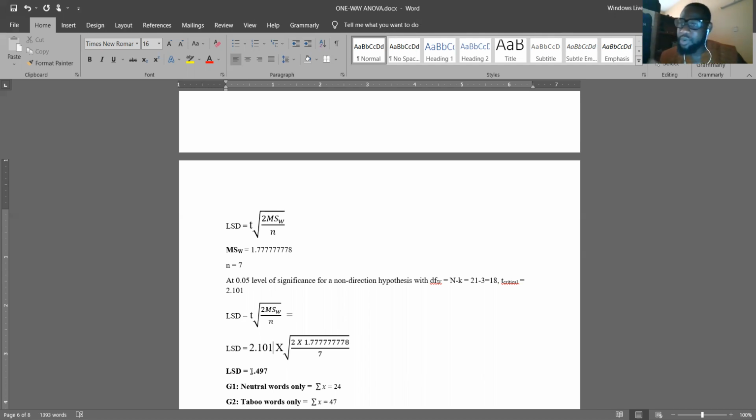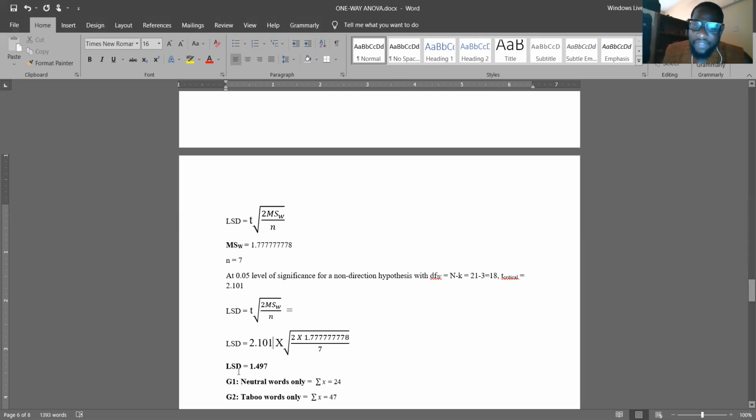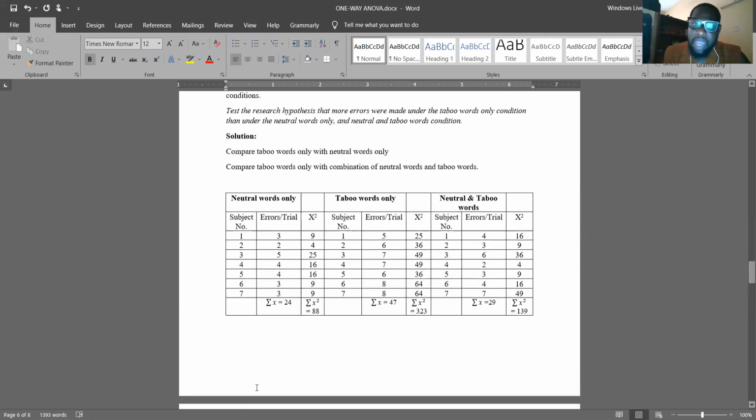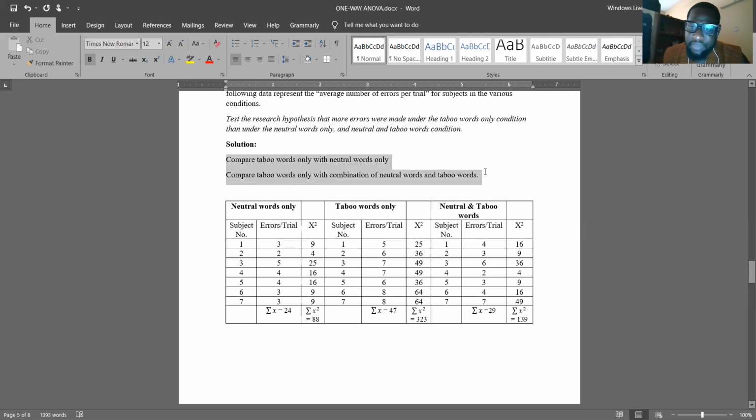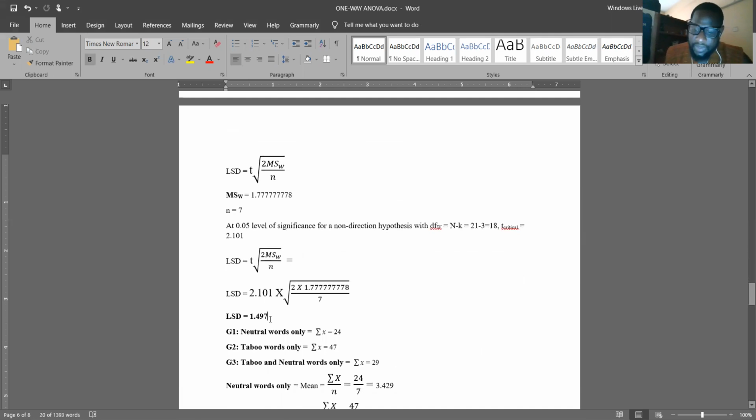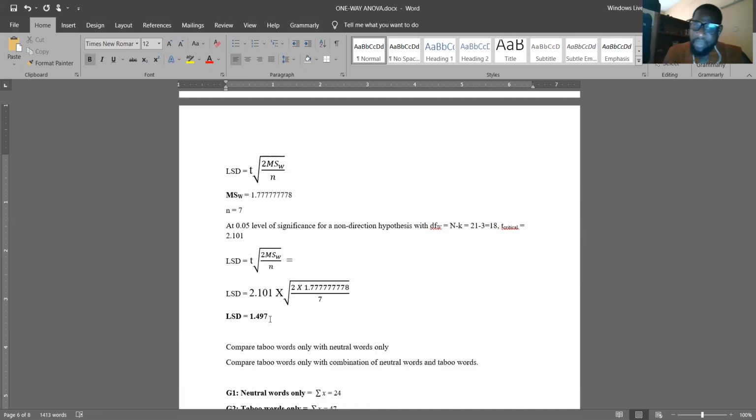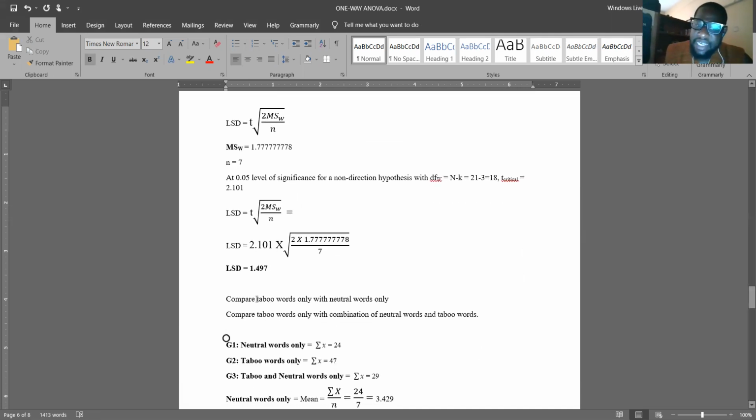So remember I said with multiple comparison, our focus is finding the mean difference between the groups. So it means that after we've generated the LSD, we need to find the mean difference existing between the groups that we want. And per the question, we're able to deduce that we are supposed to find the mean difference between these conditions or these comparisons. Let me copy them here. It means you're supposed to find the mean difference between taboo words and neutral words. Then we find the difference between them.